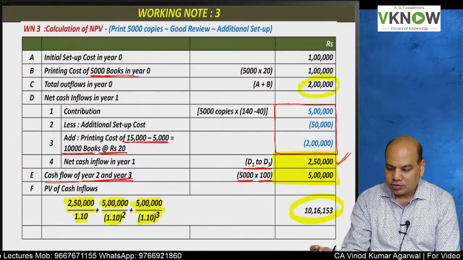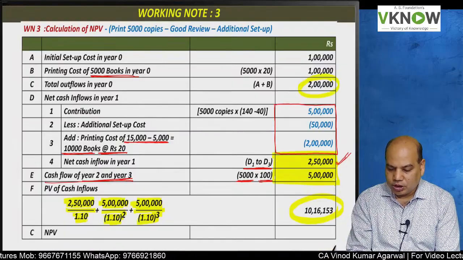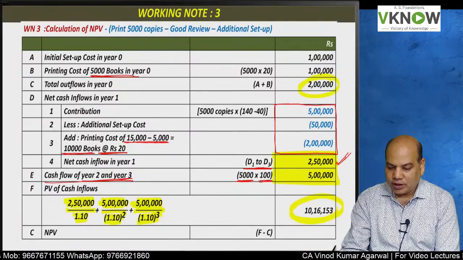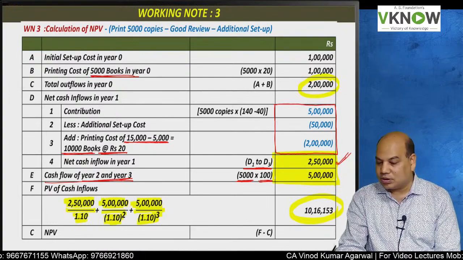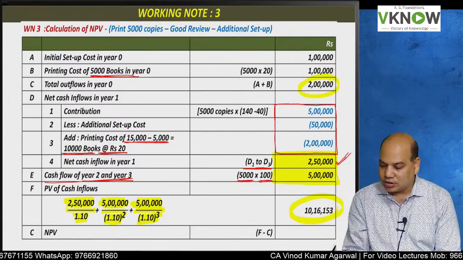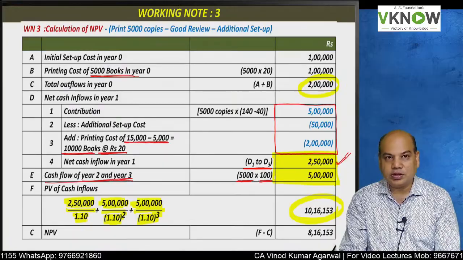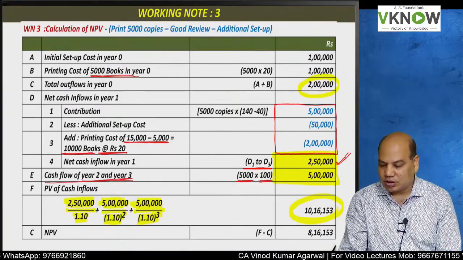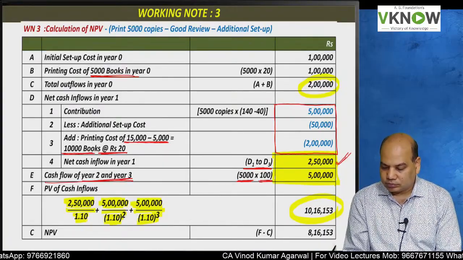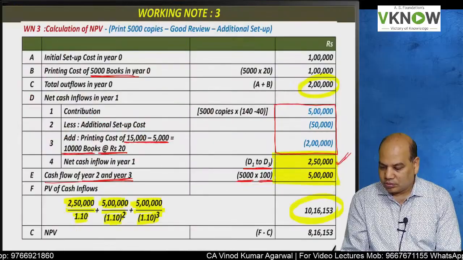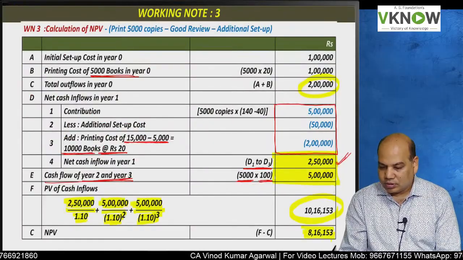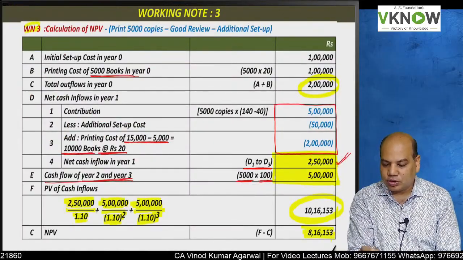10,16,153 minus 2 lakh. So write down NPV F minus C. 8,16,153. So this is my answer for working note 3.